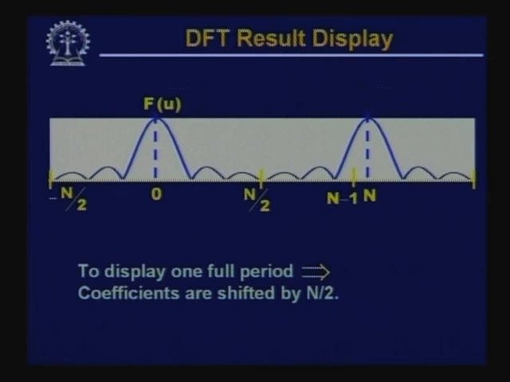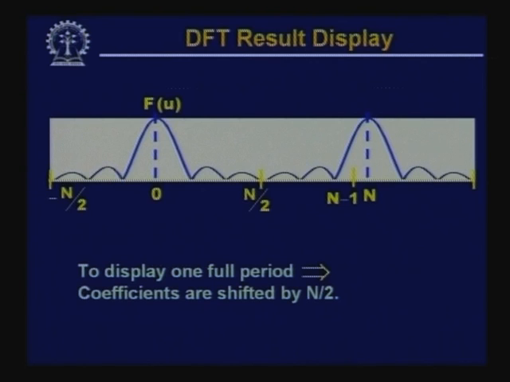And because of this conjugate property, in this range 0 to capital N minus 1, what we get is 2 back to back half periods of this interval. So, this is one half period, this is one half period, and they are placed back to back.